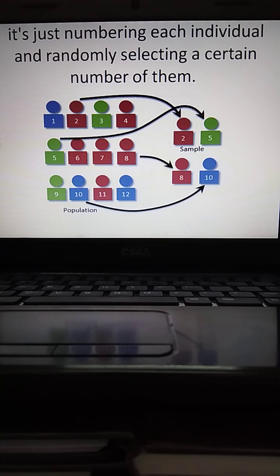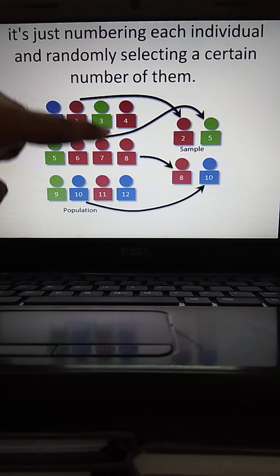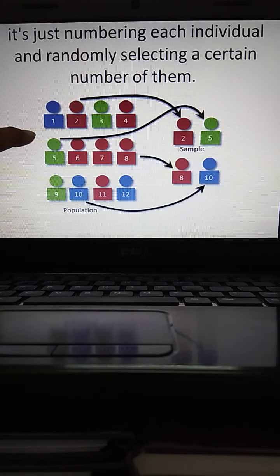Before that, what has happened here? All the units of the population have been numbered. That is most important. That's why in the starting of the discussion, the information was that simple random sampling is applied only on finite populations, small size populations. Okay.